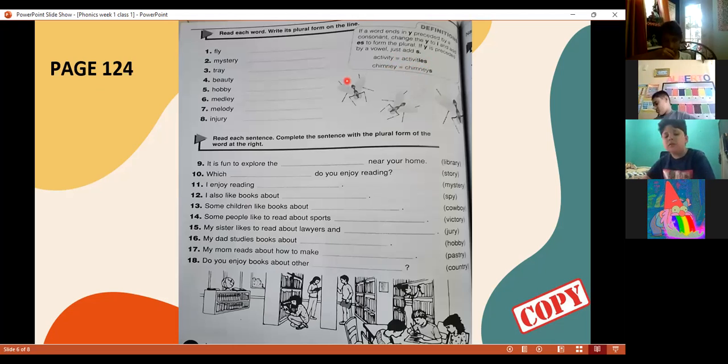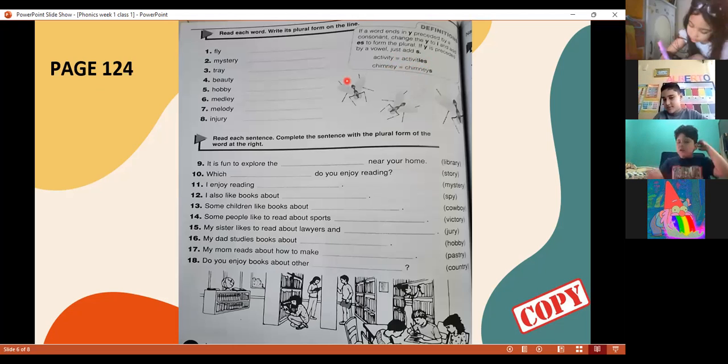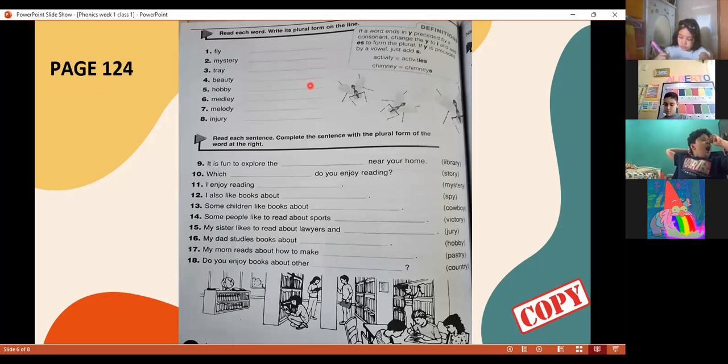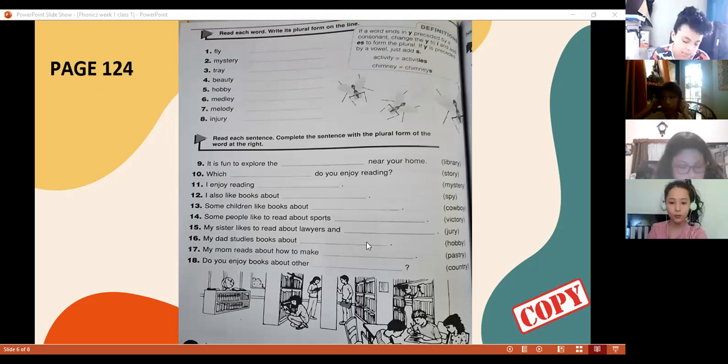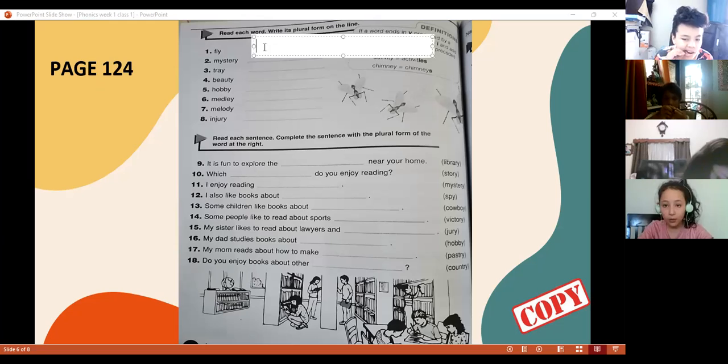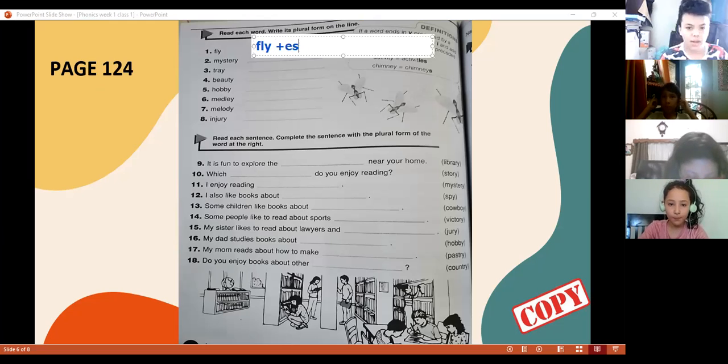Santiago Chavez, how do you form the plural for fly? What is the plural for fly? Number 1. It says, write the plural for the word that is here on the line. So we have fly plus ES. But it says that we need to change the Y for the letter I. So it's going to be flies.